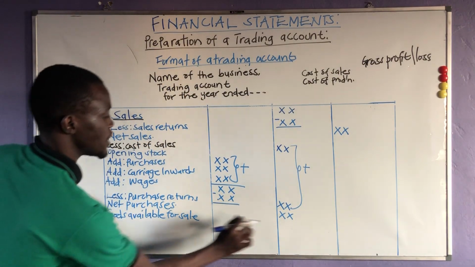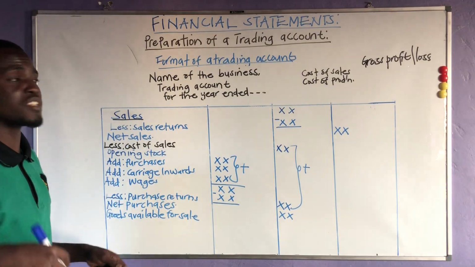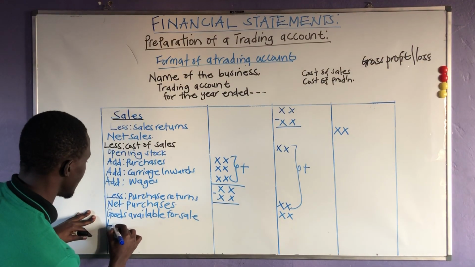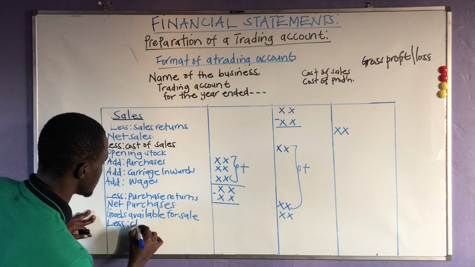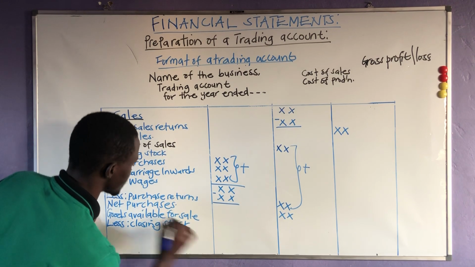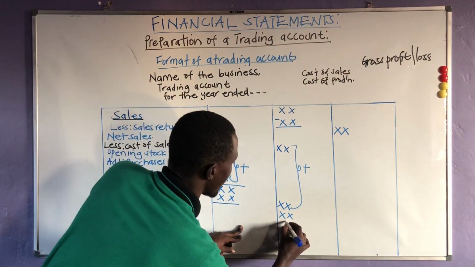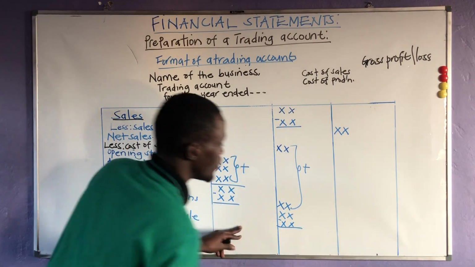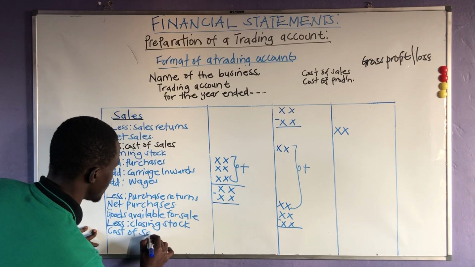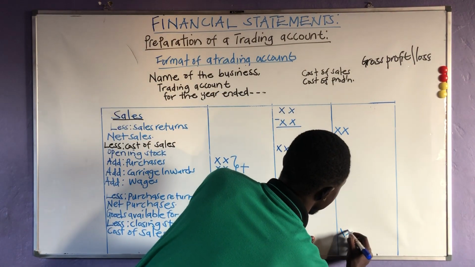Now we have goods available for sale. Our aim is getting our gross profit, meaning we have to get the cost of sales for us to get the gross profit here. So from goods available for sale, we shall say less closing stock. When you less closing stock from goods available for sale, you get what we call cost of sales. And the cost of sales are always posted in the third column.